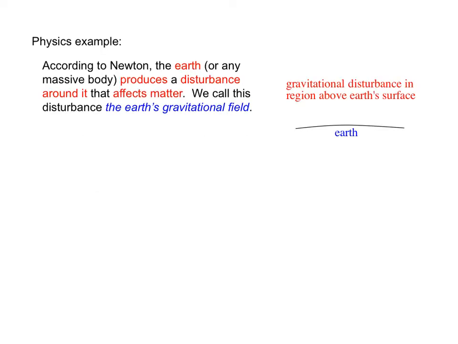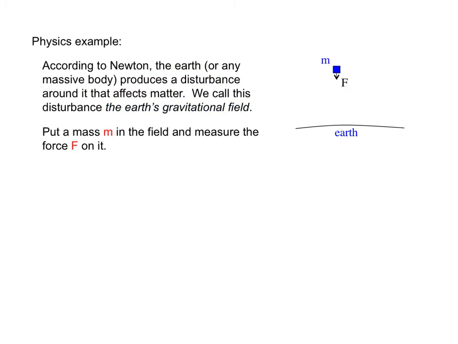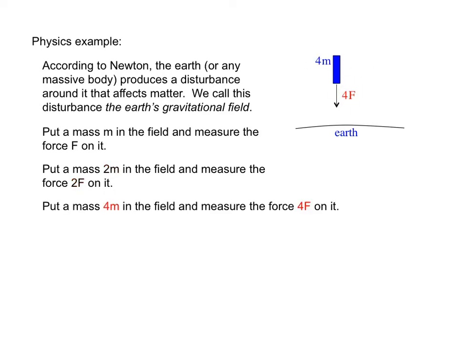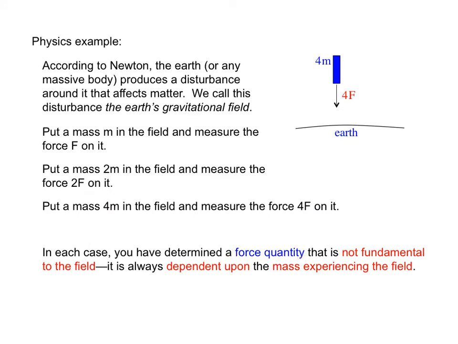As an example, according to Newton, the Earth produces a disturbance around itself that affects matter. We call this the Earth's gravitational field. So you put a mass in the field and it will feel a force. You double the mass, it'll double the force. You make the mass 4 times as big, the force will be 4 times as big. Clearly, the force quantities that we've been measuring here are not fundamental to the field. They're dependent upon the mass that is experiencing the field.